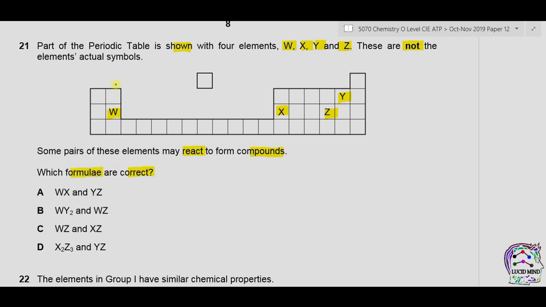As we can see, W is in group 2 of the periodic table, so there could be a +2 charge present on W. Similarly, X is present in group 3, so it can make a +3 charge. Z is in group 6, so it can gain 2 electrons and a -2 charge is present. Y is in group 7, so the oxidation state will be -1. Also, we can say that W and X are metals and Y and Z are non-metals.